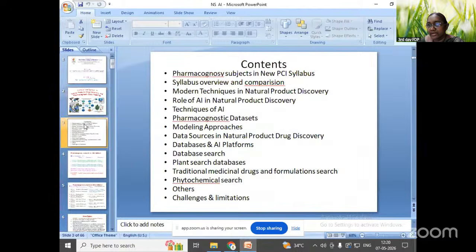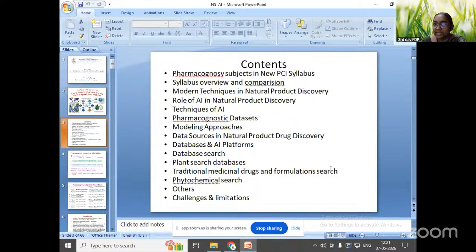So, in this, I would like to cover the following. With regard to our new PCA syllabus, what are the new subjects that are being added with respect to the pharmacognosy subject and department, an overview of the syllabus, and the various techniques that are used in natural product drug discovery, and the role of AI in natural product discovery, various techniques of AI, and various data sets for the pharmacognostic studies, various modeling approaches, and the data sources for natural product drug discovery, databases and AI platforms, and how we can search these data in the various databases.